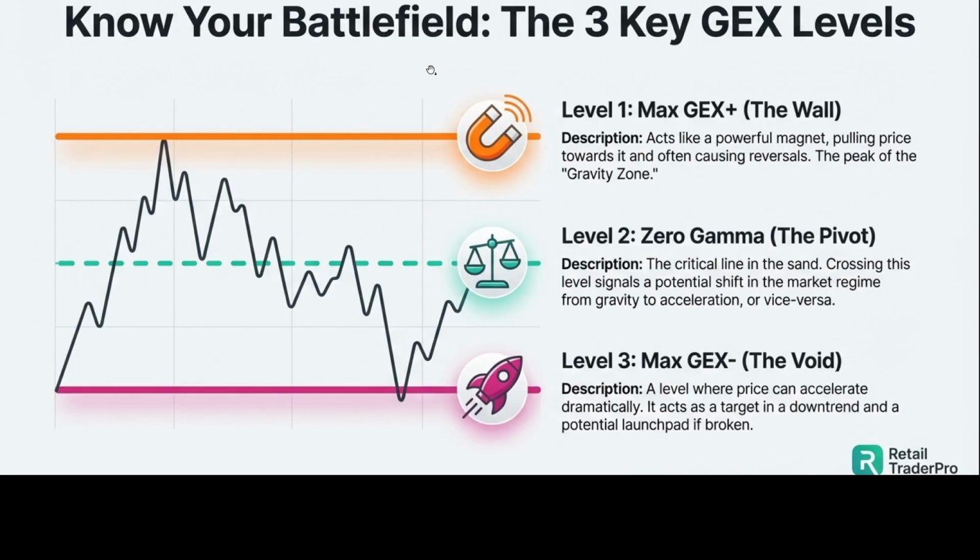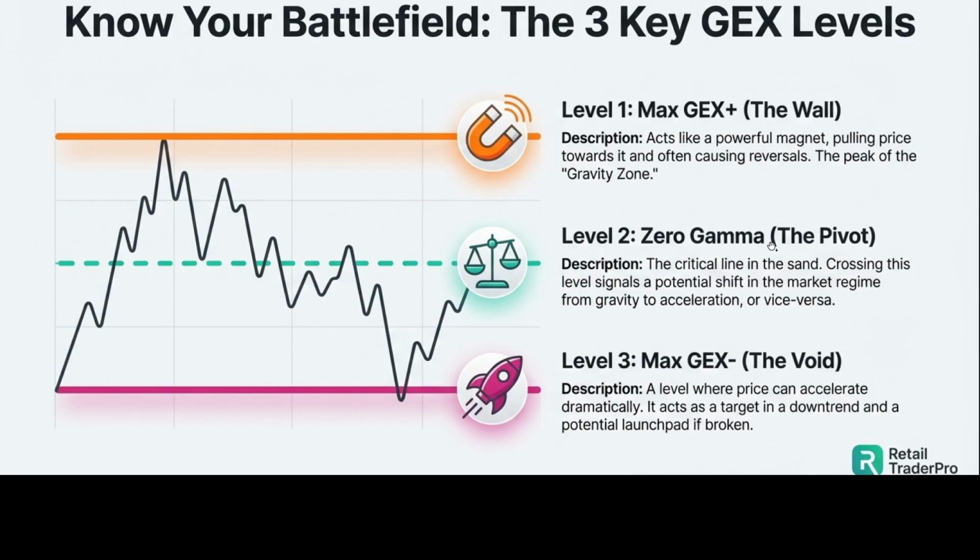Know your battlefield. The three key Gex levels. We have three zones. First, level 1, the max Gex positive level, or the positive gamma level, that I have named the wall. This acts like a powerful magnet when price is below this level, pulling price toward it and often causing a reversal. The peak of the gravity zone is here.